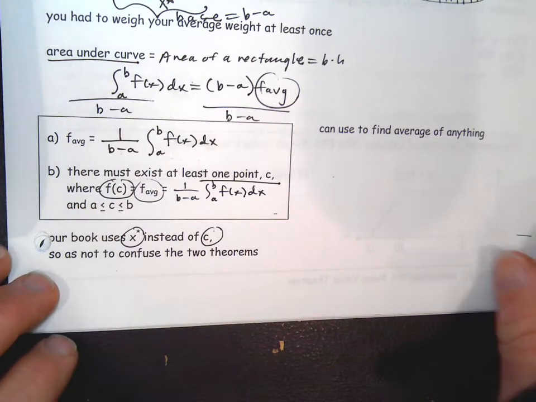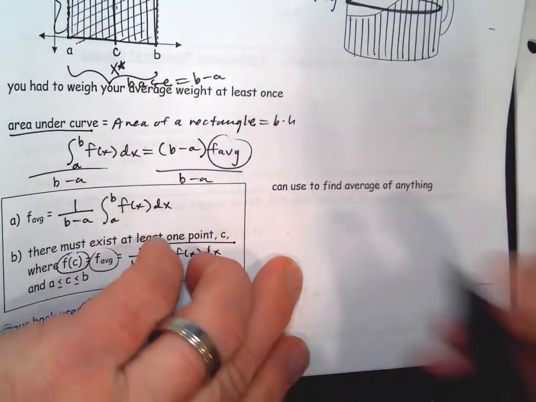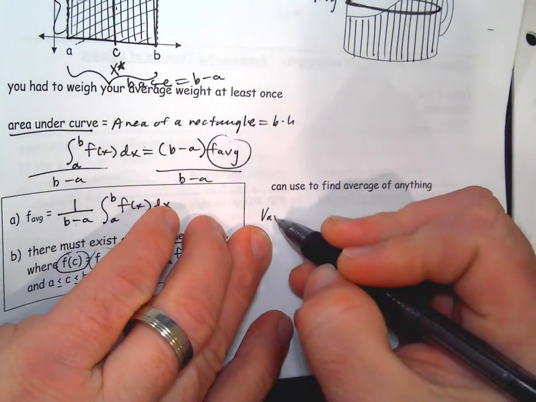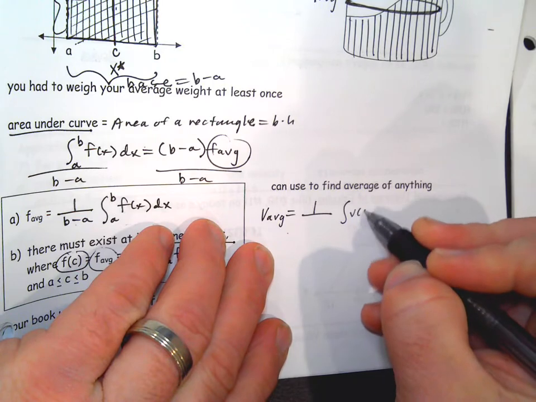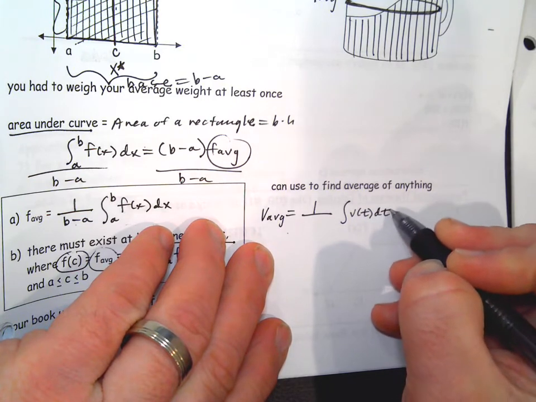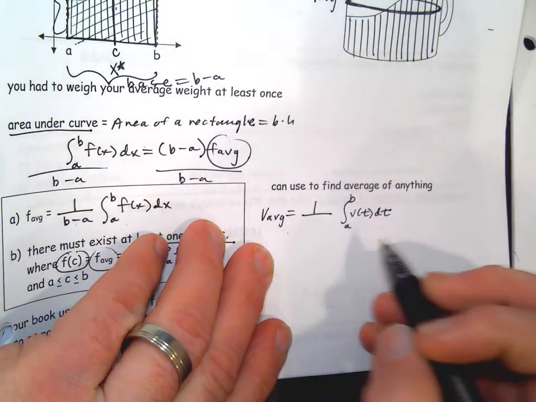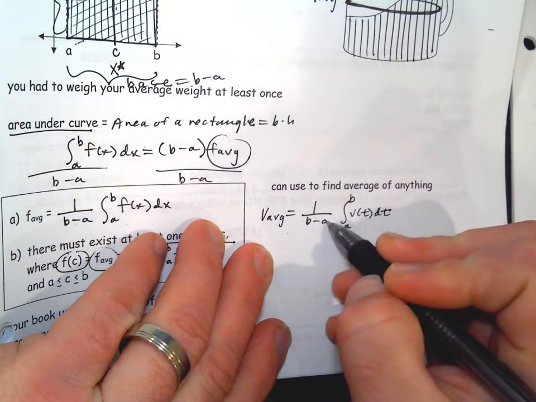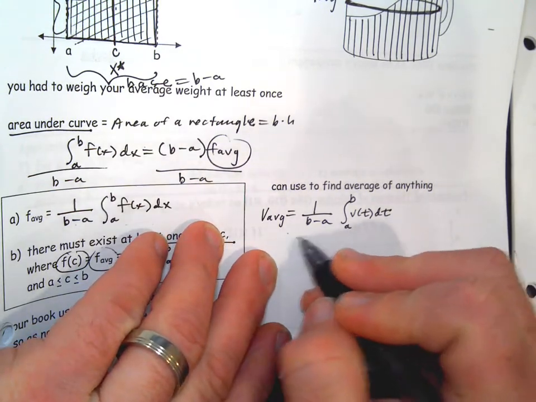Okay. Now, here's the thing. We can use this for any kind of function. We could use this for average velocity. We could say, okay, let's integrate the velocity to find the area under the velocity curve from A to B. Think of it as being leveled out like a rectangle. Divide by the base of the rectangle, and you get the right answer.